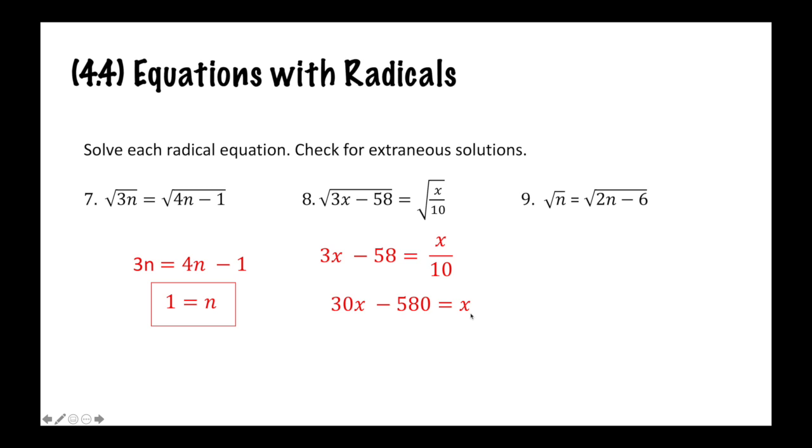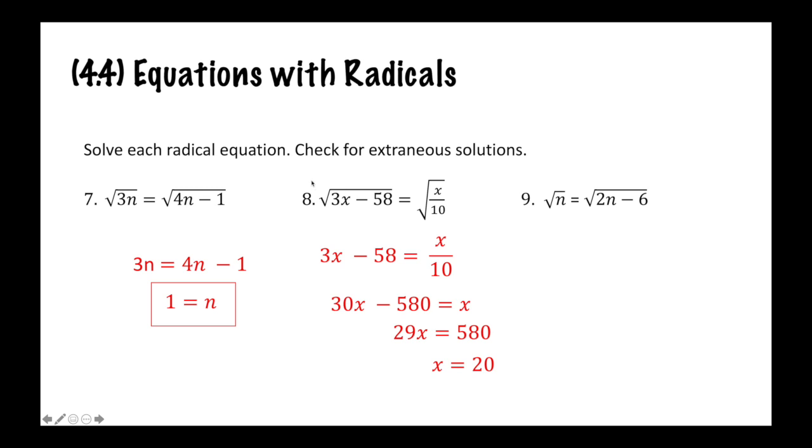From here, I do want to get the x's to one side. Once again, I could subtract this over, which would give me negative 29x. Or if I want to keep those positive, I could subtract this over, giving me positive 29x, and then add this over, giving me positive 580 on that side. And that's what I did here. From here, we can divide both sides by 29. That gives me x is equal to 20.